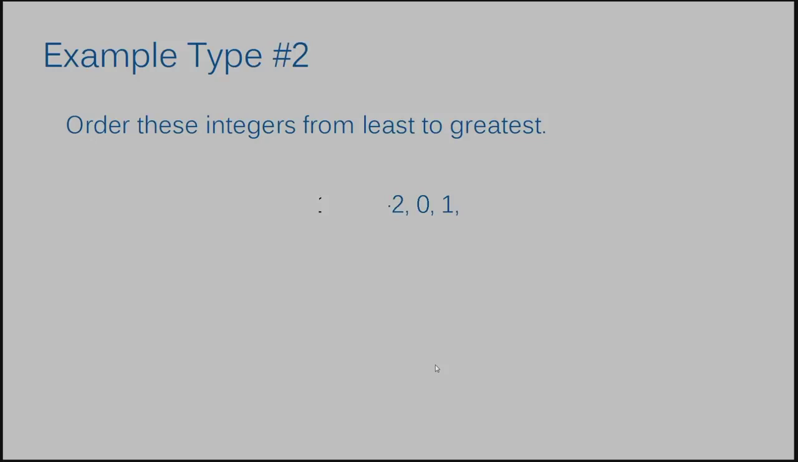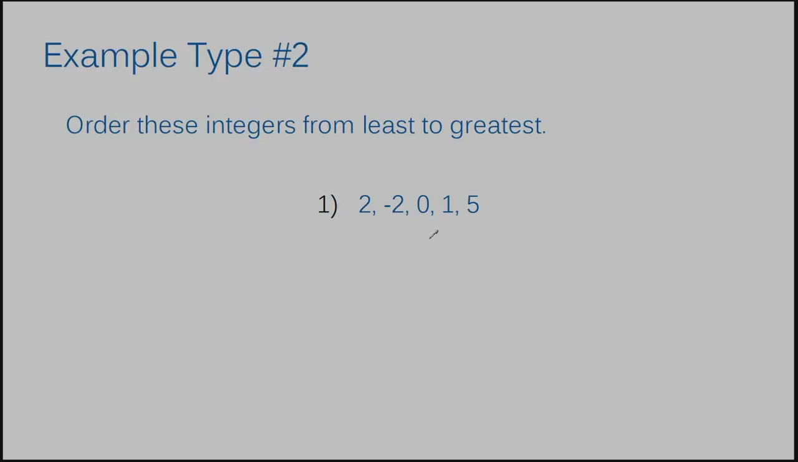Example number 2 says, order these integers from least to greatest. Okay, in order to do that, I'm going to think about a number line, just like I showed on the last slide. If I think about that number line, I'll remember that all of the numbers in relationship to my 0 that were positive or did not have a negative sign were on the right side.